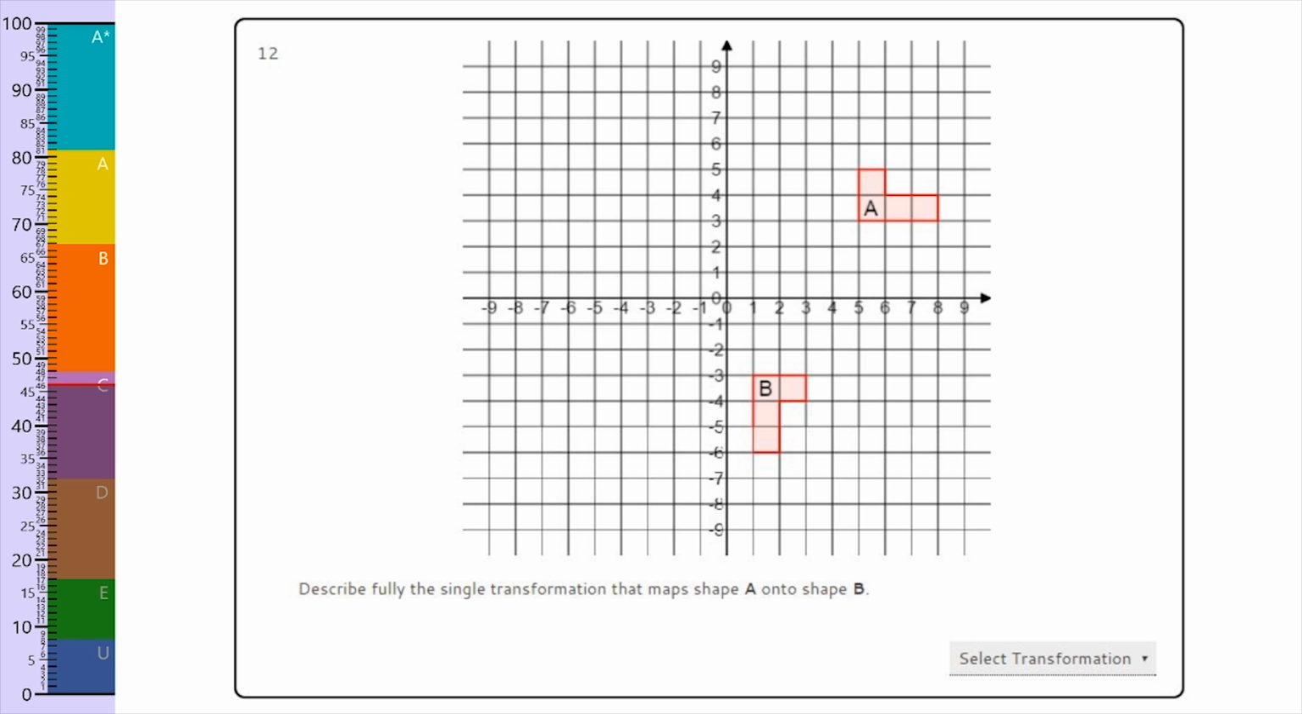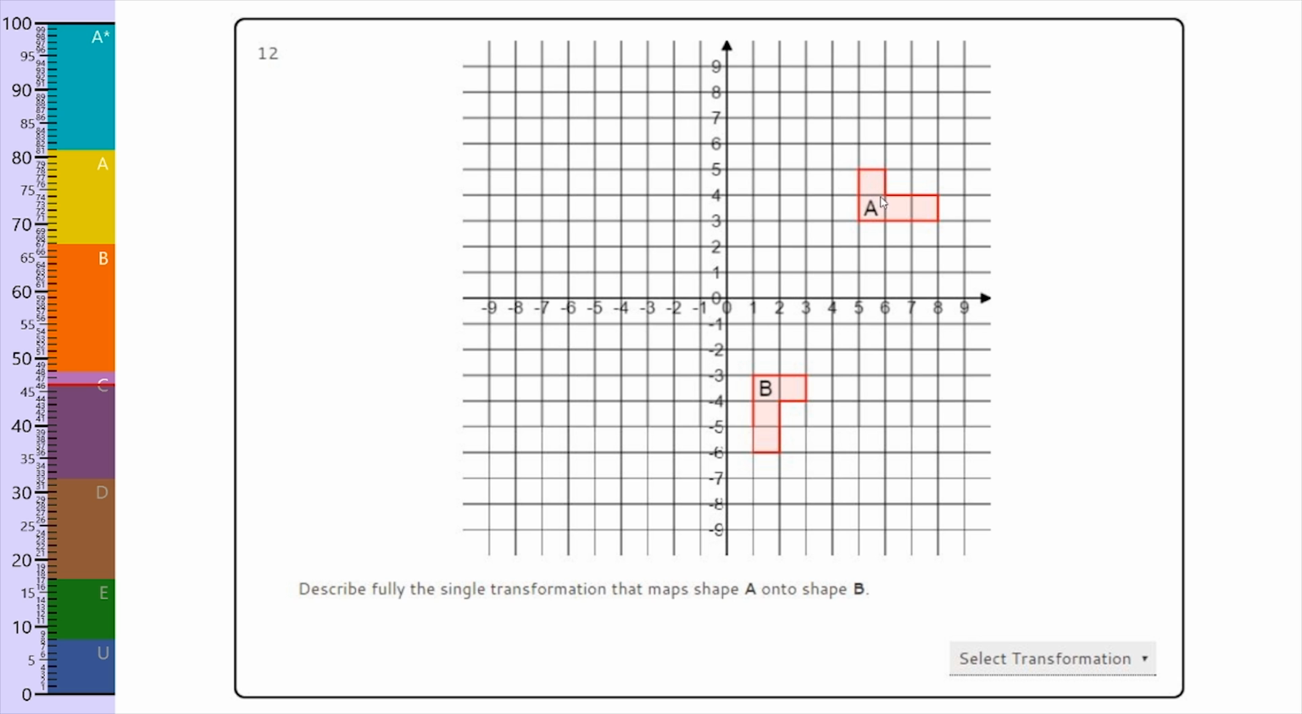The other 2 are going to have 3 marks. Enlargement, you need the centre of enlargement and you need the scale factor. And rotation, you need the centre of rotation and the angle, and sometimes the direction. If it's 180 degrees, you don't need to say the direction because it doesn't matter. So always have a look at how many marks are given, because it actually can tell you the answer.